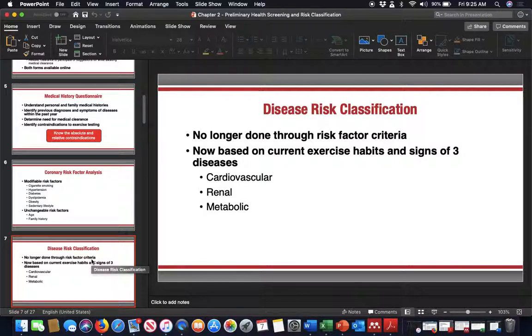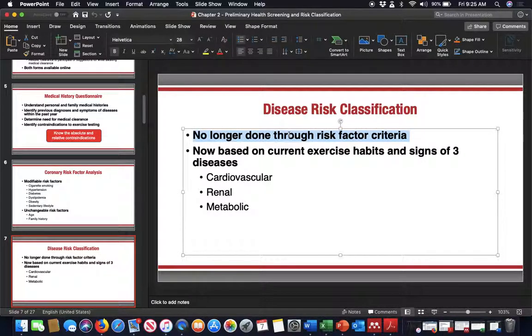So with disease risk classifications here, it used to be, like it says here, there was a bunch of criteria that you had to meet that would basically say you were low, moderate, or high risk. But now, like it says here, it's based on current exercise habits and signs of 3 diseases: cardiovascular, renal, and metabolic. If there's anything associated with that, then we know that you're showing higher symptoms if you have all 3. You're showing no symptoms if you don't have anything going on with any of those.